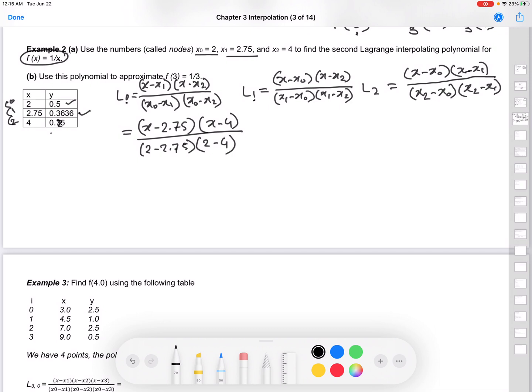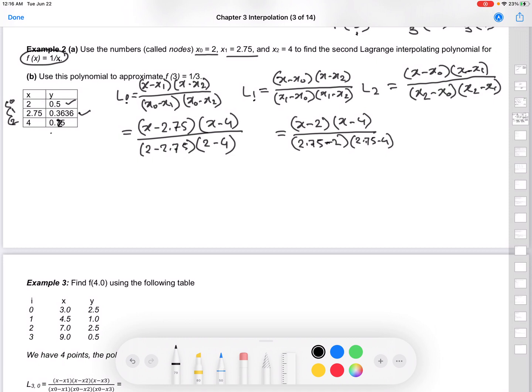This is L0, and then we are calculating L1. X minus x0, so x minus 2, x minus x2 is x minus 4, and then x1 minus x0, 2.75 minus 2, and 2.75 minus 4. Then the last one, we are calculating L2.